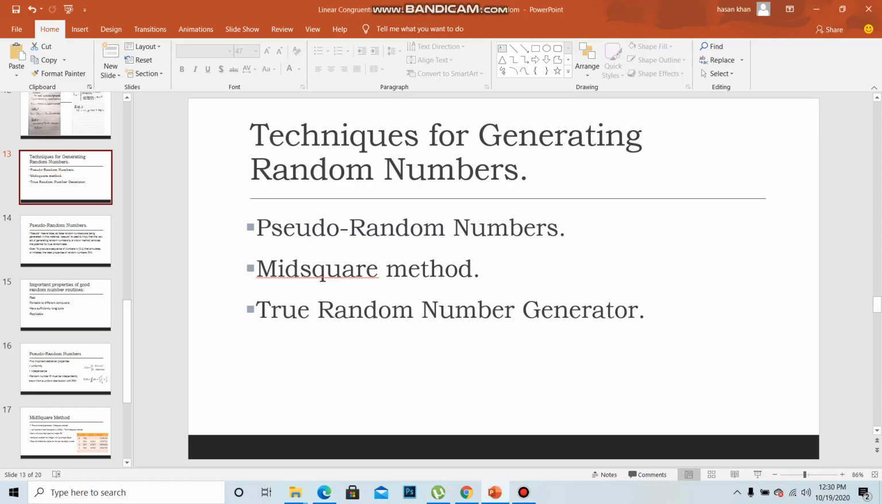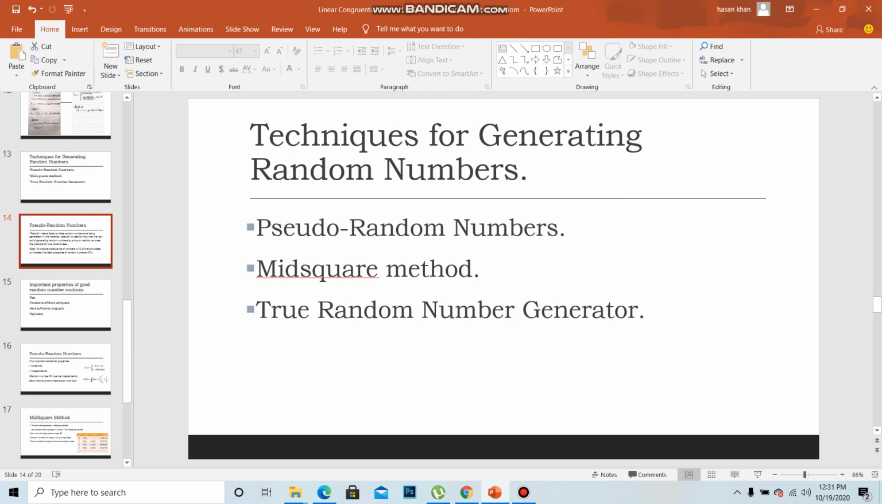Hi, this is Shayan Asad. My topic is techniques for generating random numbers. There are different techniques for generating random numbers. Three of these techniques are pseudo-random numbers, the mid-square method, and true random number generators.